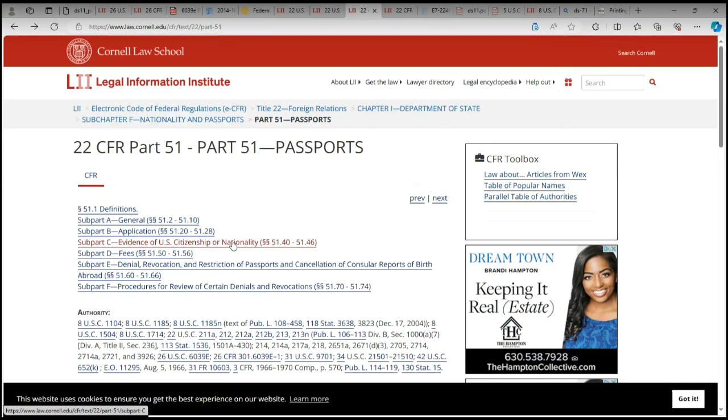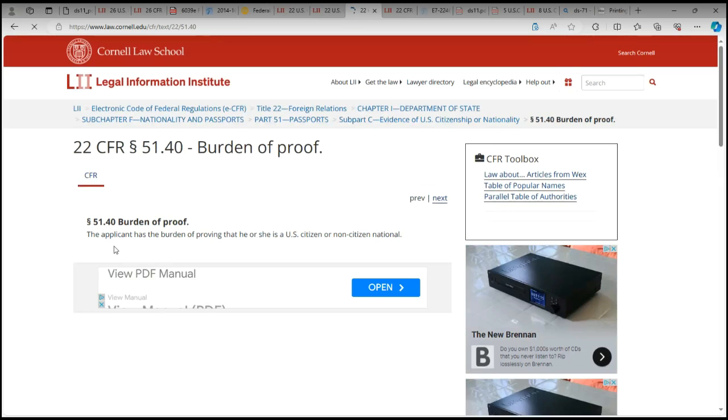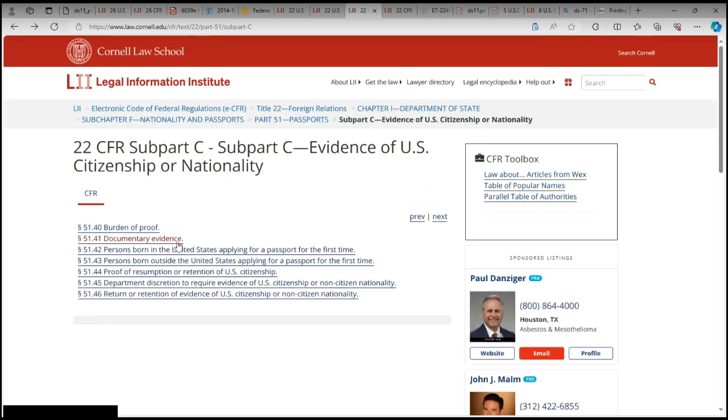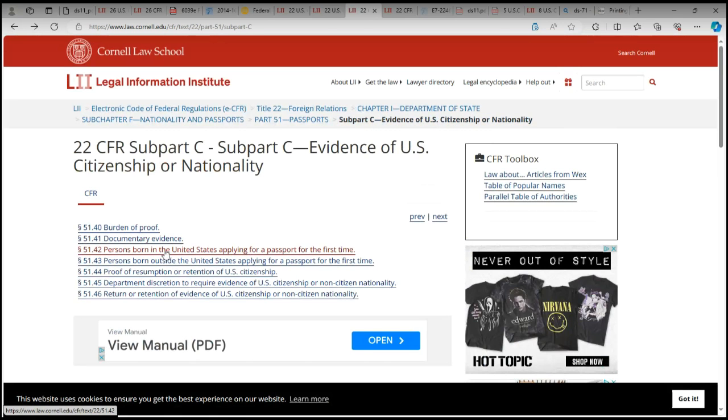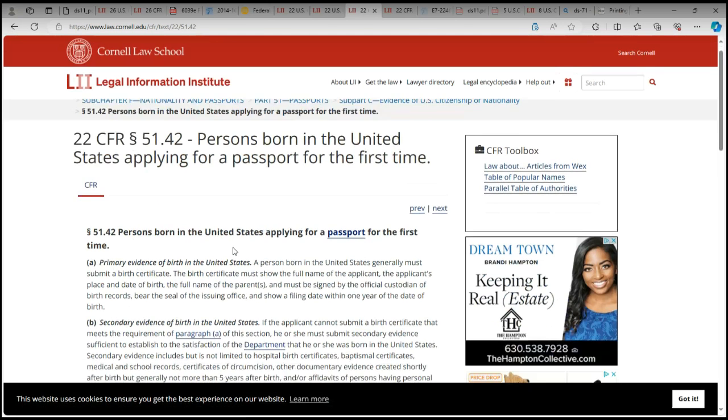So, evidence of citizenship and nationality, burden of proof. The applicant has the burden of proof that he or she is a U.S. citizen or a non-citizen national. Persons born in the United States applying for the passport. So this is for people first time ever.